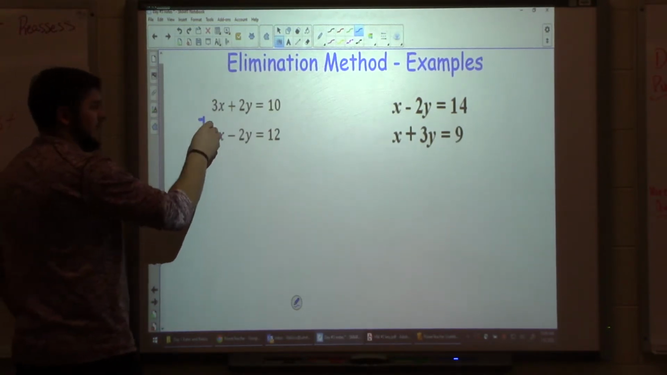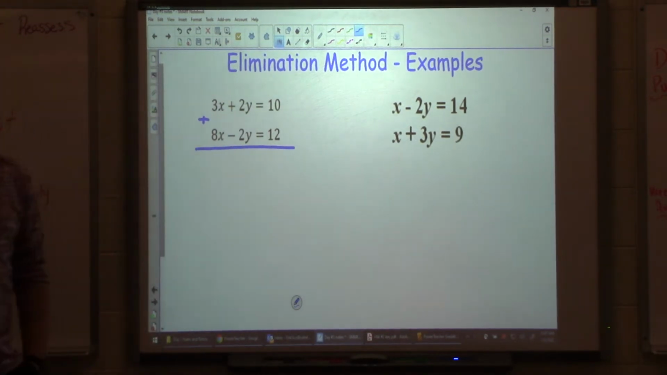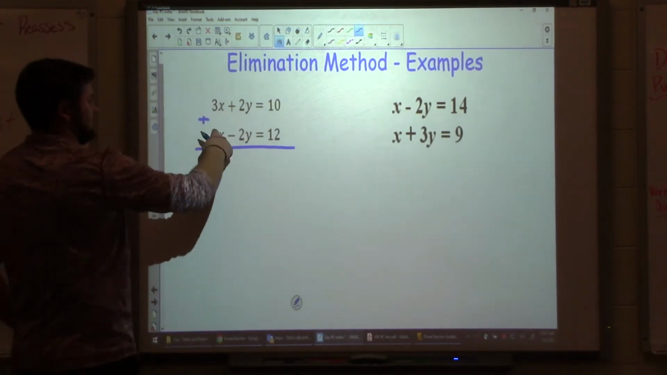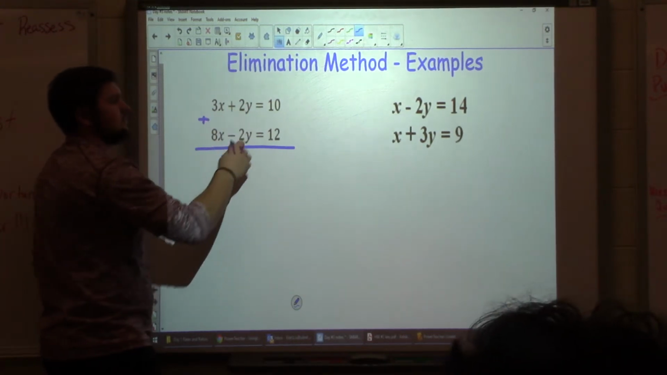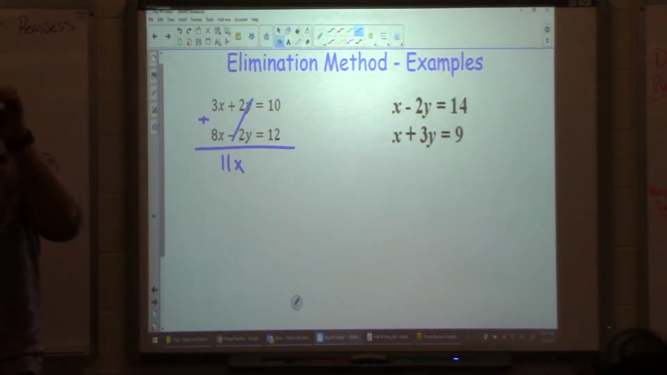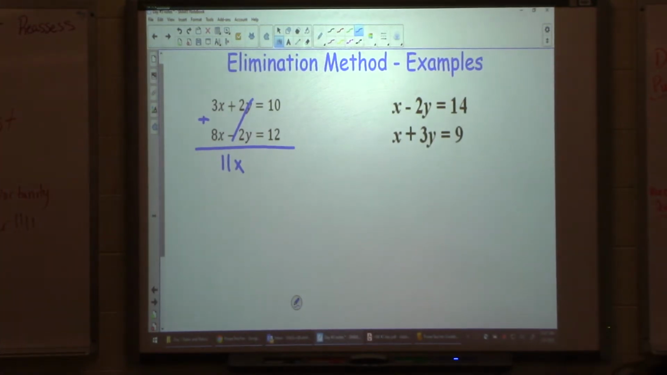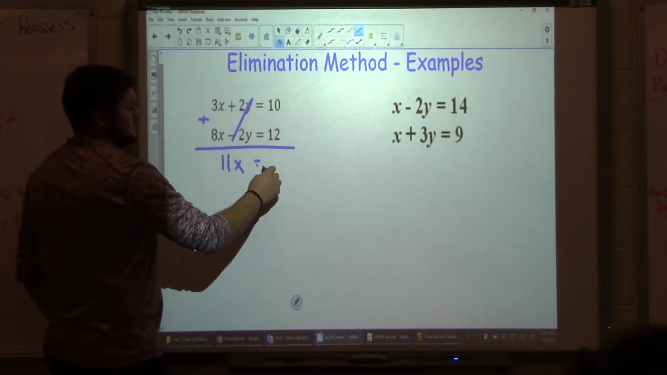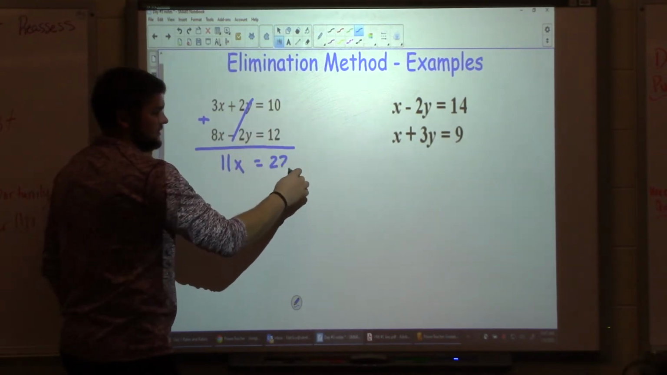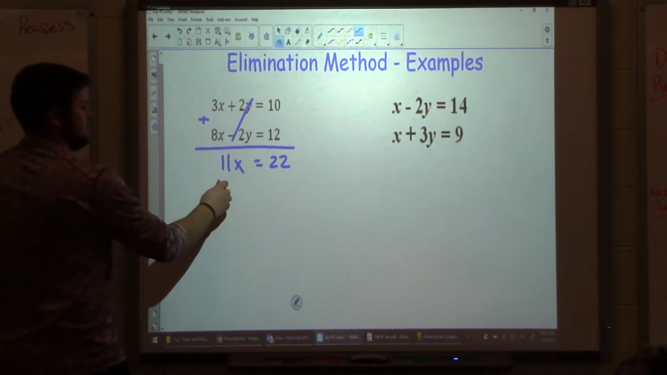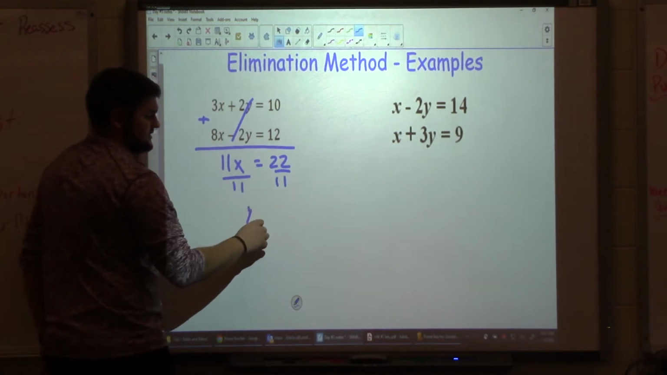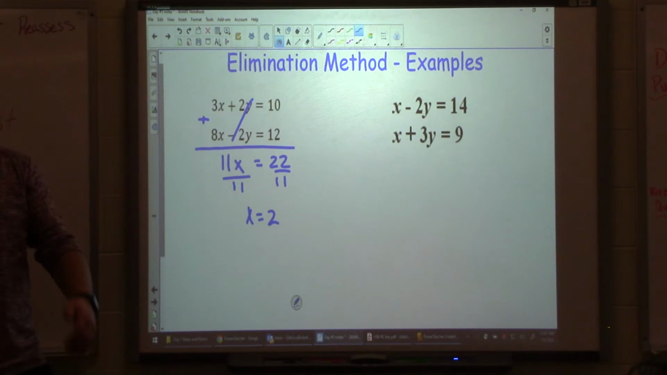When I do that, I am adding the two equations together. Add the x values, add the y values, add the constants at the end. 3x plus 8x is 11x. 2y plus negative 2y cancels, or it turns to 0. Remember that, it turns to 0. It doesn't just disappear. Right? Equals 10 plus 12 is 22. Do you guys know how to solve something like that? Yes, we can divide by 11. X equals 2. That's a good first start.